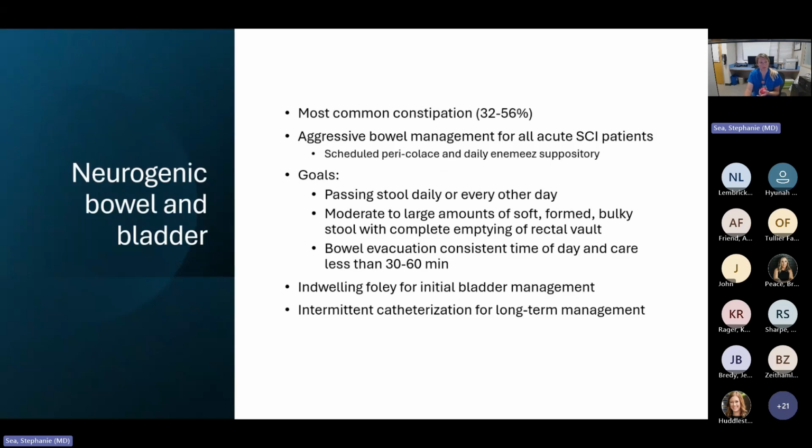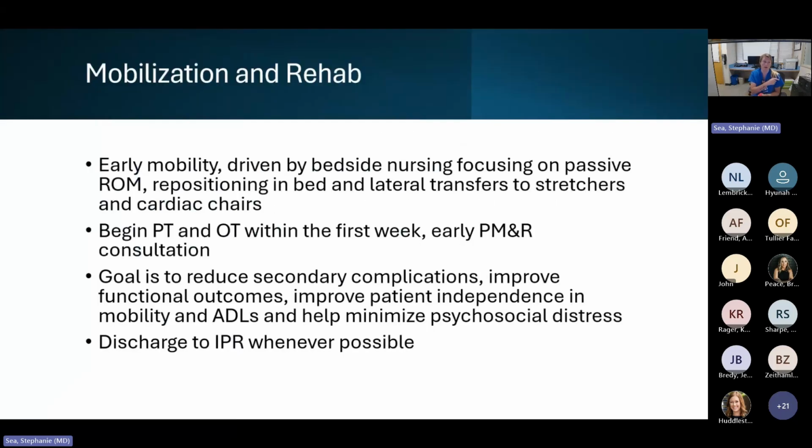Neurogenic bowel and bladder becomes a very big issue. That's why most of our patients will have Foleys. We tend to wait for bladder training when they go to rehab. However, sometimes these patients get stuck here for very prolonged stays. So you may see our PM&R colleagues help assist us with bladder training while in-house. But another big important thing is neurogenic bowel. That's why these guys need to have bowel movements daily, and why we get so overly focused on these. Providing daily enemas, suppositories with scheduled peri-colace is extremely important. Again, you don't want to get that autonomic dysreflexia and have a really bad problem.